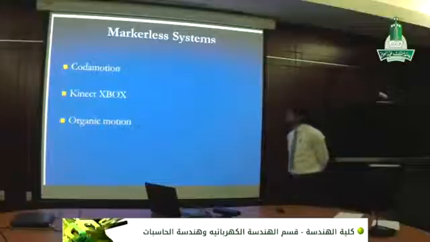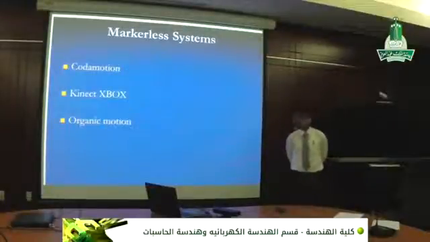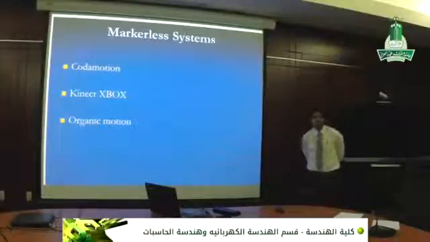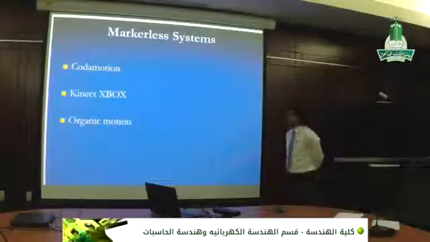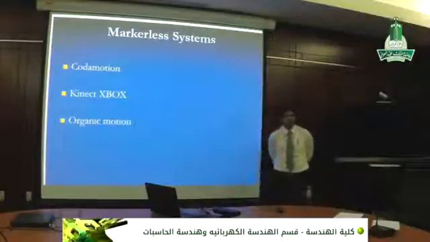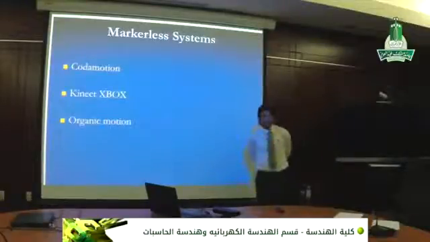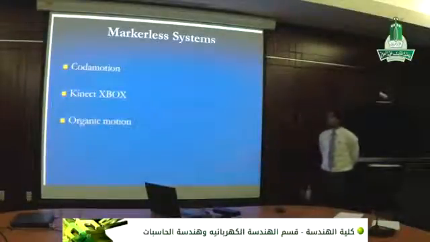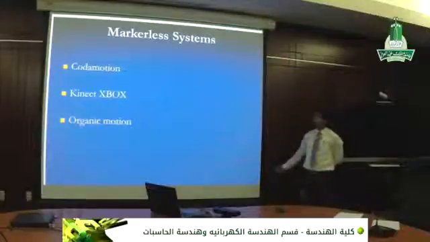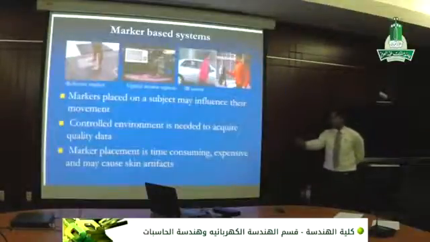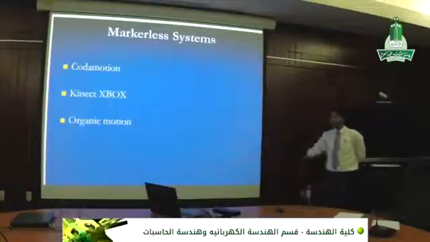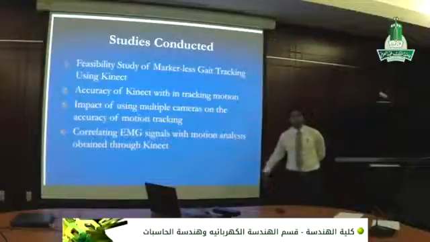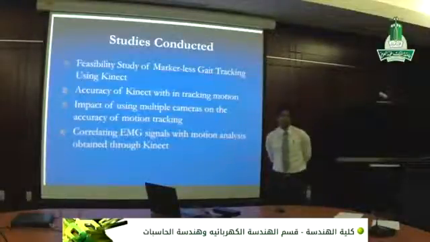There are a few markerless systems available in the market. One is the Coda Motion that I came across through one of my supervisors, which is quite a good system, but it turned out to be very expensive for our study. The second is the Kinect Xbox, which is a gaming console from Microsoft, the one I am using for this presentation. Then there is Organic Motion, which has its own markerless system. In this study, we will be talking mainly about Kinect Xbox. This is the device that we zeroed in on for performing our trials and study.